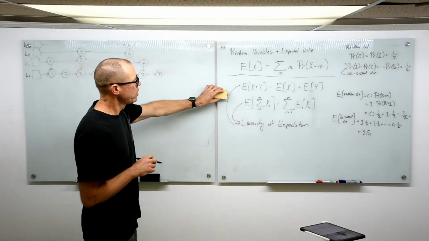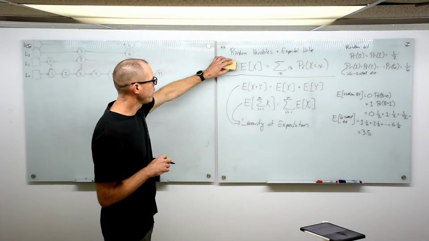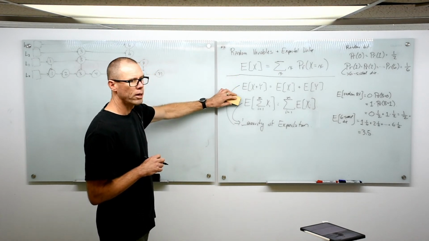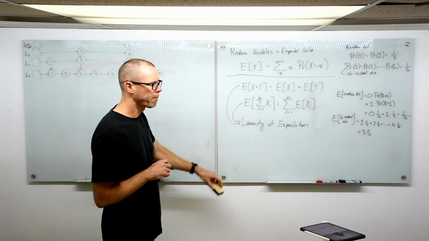Okay. So let's just remember those two things. This is the definition of expected value, and this is the most useful property. It's called linearity of expectation.